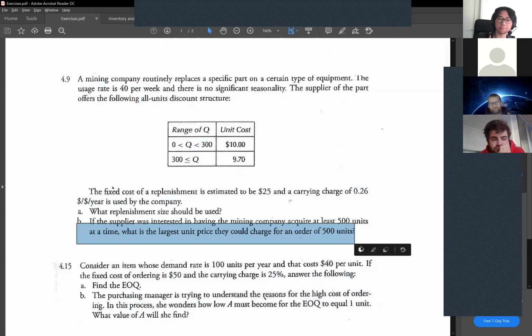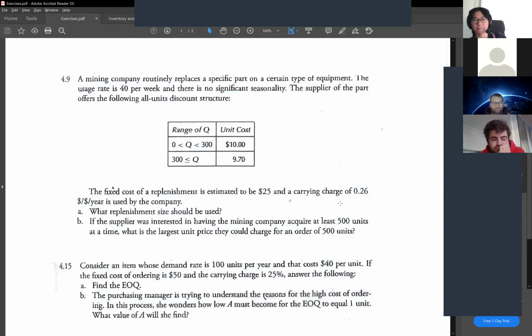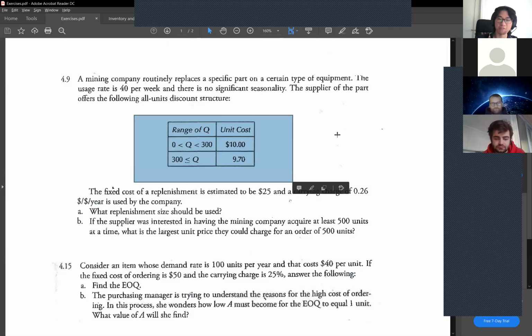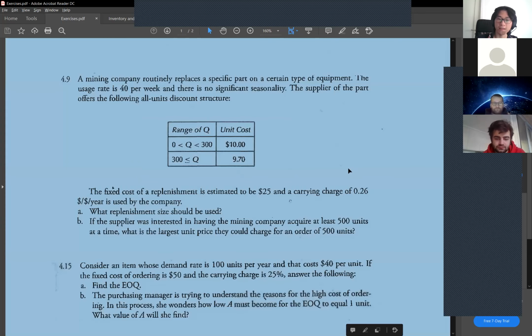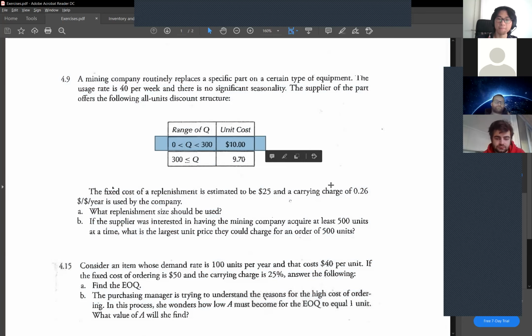And B, if the supplier was interested in having a mining company acquire at least 500 units at a time, what is the largest unit price they could charge for an order of 500 units? To answer this question, first you examine if this 500, well, suppose that we're still using this chart and this part. We want to see if this 500 is above the threshold point, and you'll see that it's above. So, well, it actually doesn't matter because we have to decide the price here.